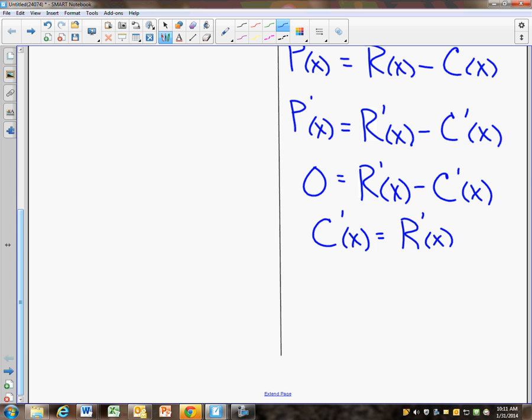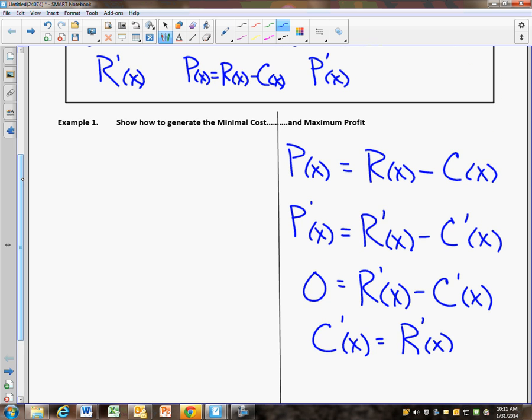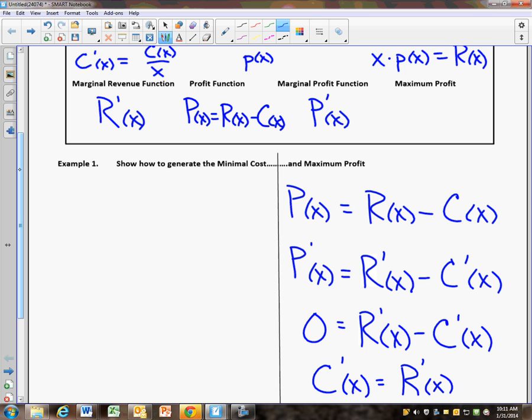That wasn't bad at all, was it? Pretty straightforward. Let's do it again. Prove it to your friend. 5 minutes, go. All right. C prime of X equals R prime of X. That is our maximum profit equation, not function. Let's use it.